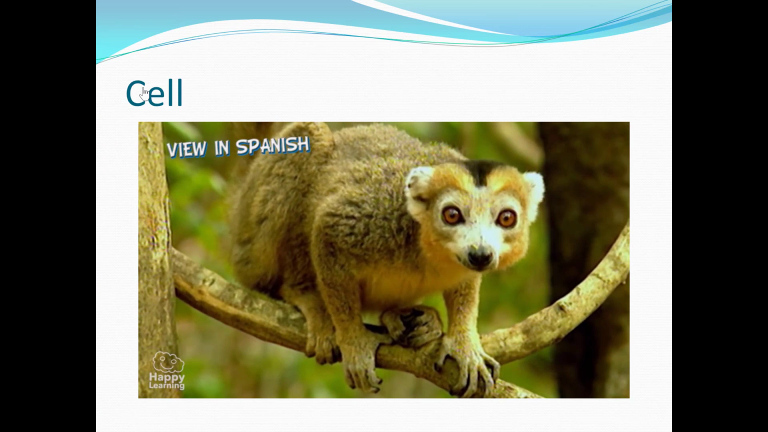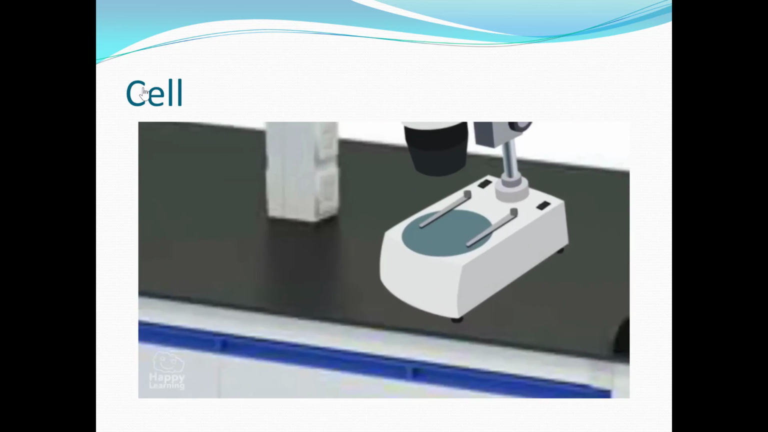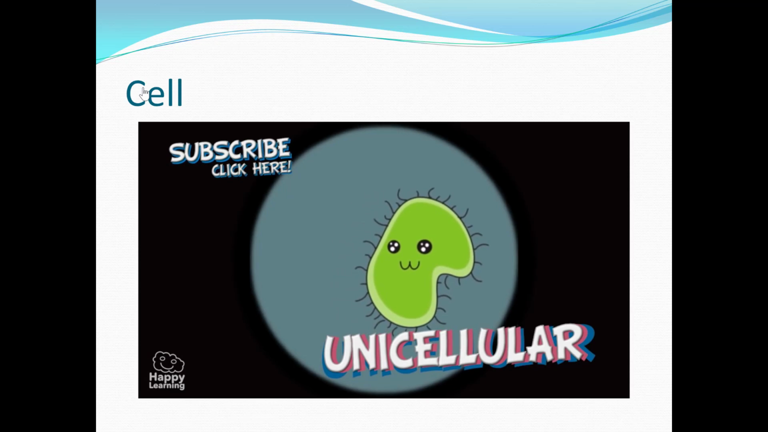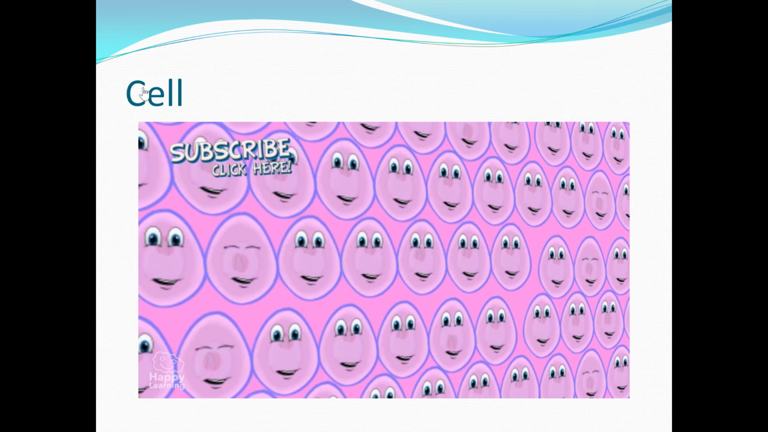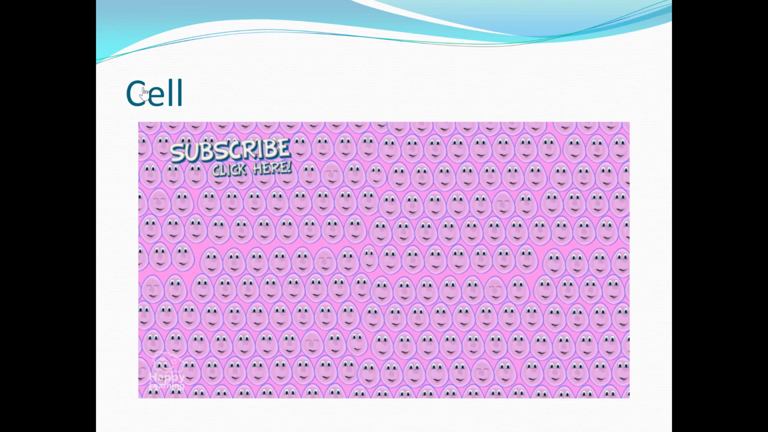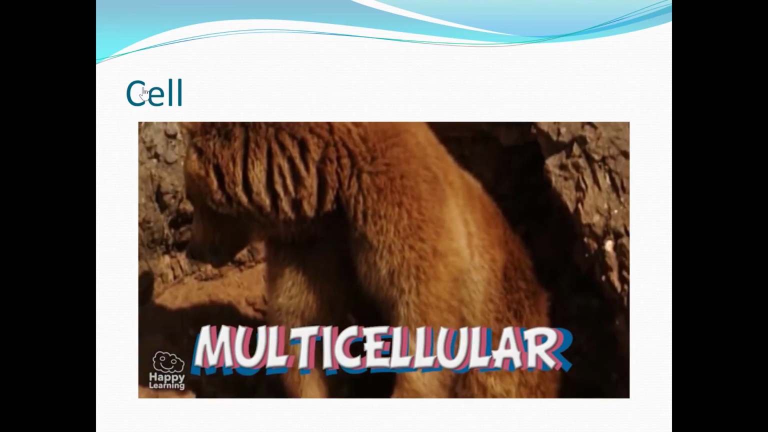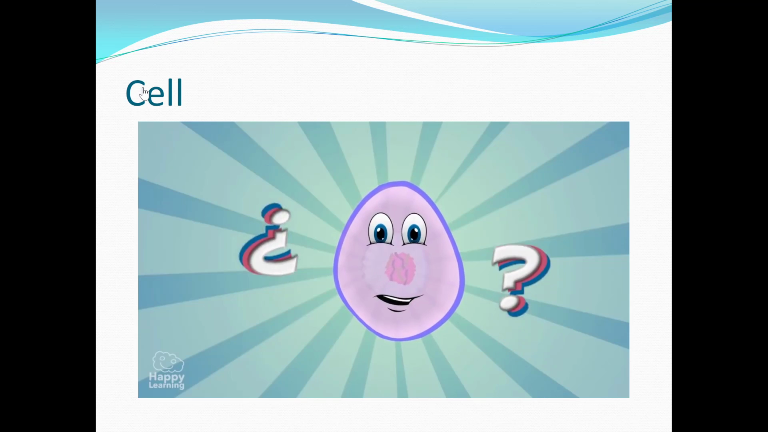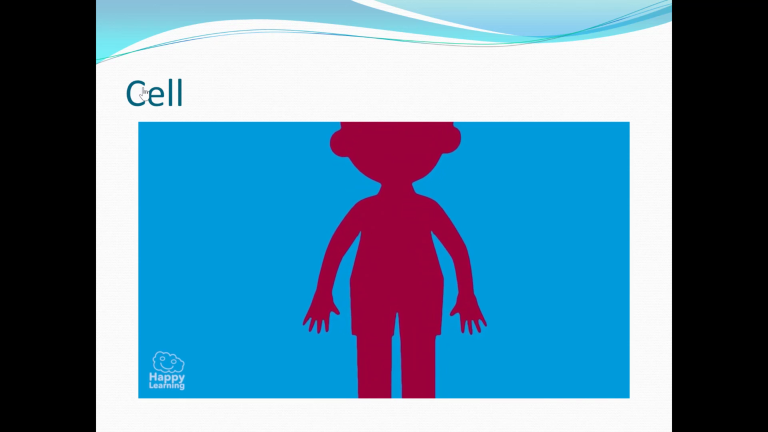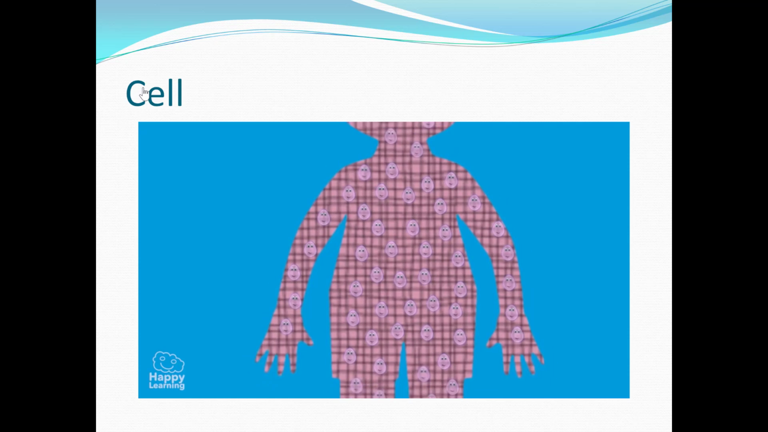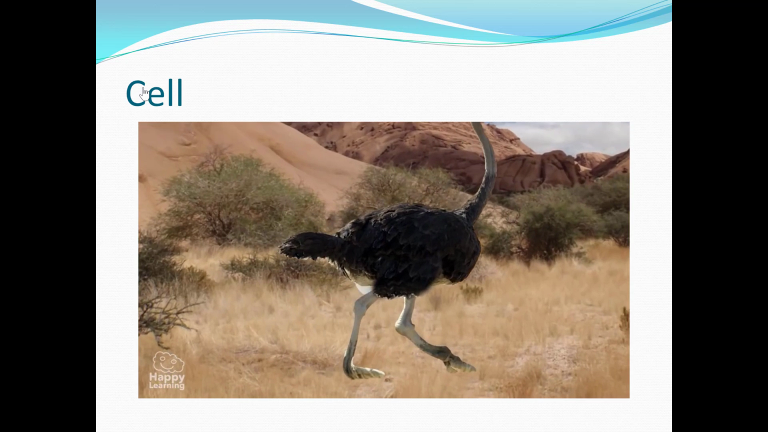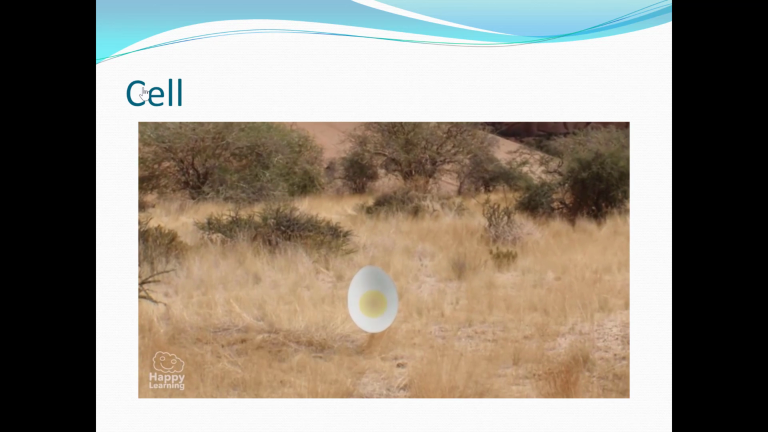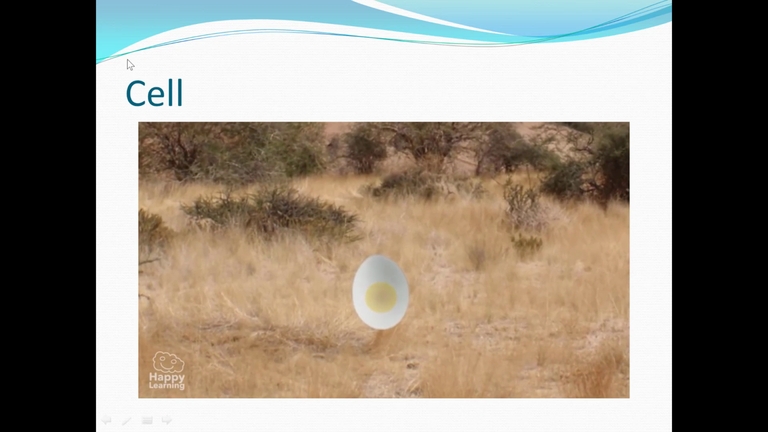All living organisms are composed of cells. Some have only one cell and are called unicellular, such as this microscopic bacteria. Others, on the other hand, have many cells and are known as multicellular, such as this bear. But do you know what a cell is? A cell is the smallest part of a living organism. Though some, such as this egg, can be easily seen. By the way, do you know that an ostrich egg is the biggest cell that exists?